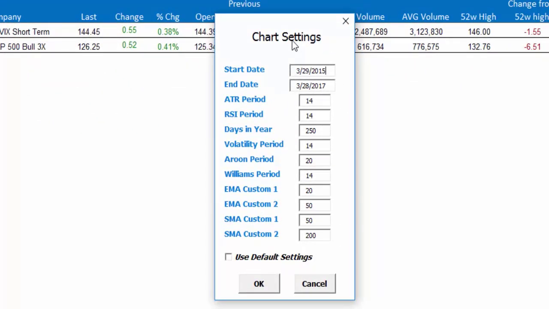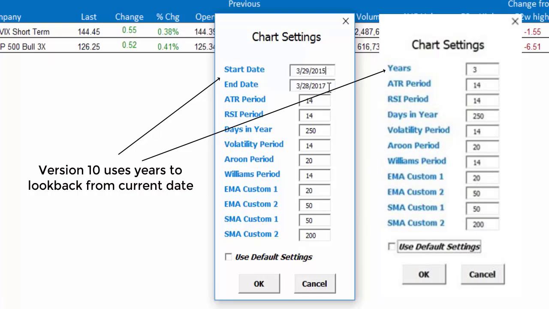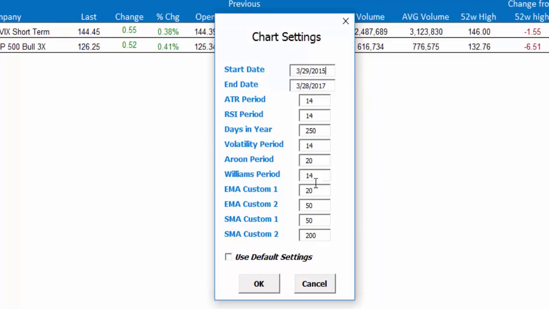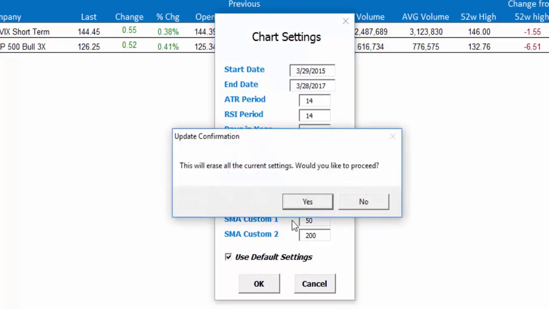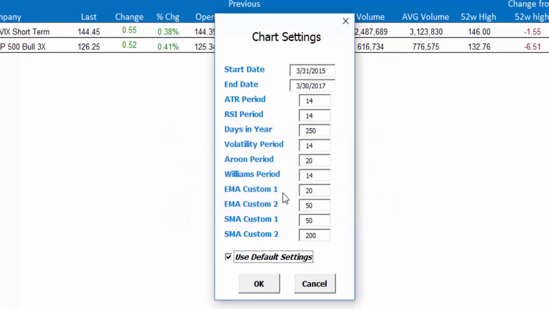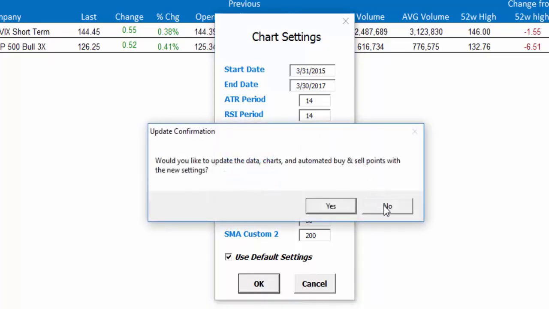These are the settings that are going to determine how the charts are created: the start date, the end date, the time period you want to look at, the average true range values, RSI, days and years, volatility. If you are not familiar with these settings to create the charts, just use the default settings. It's going to pull from today minus the 2 years, and use the standard default charts that are very common in the industry. Click OK. Would you like to update the charts? Not at this time yet.